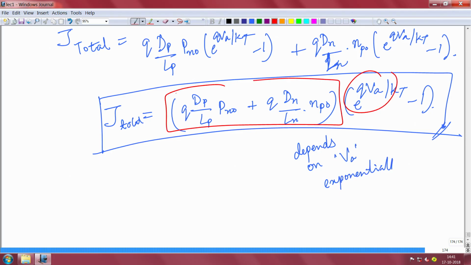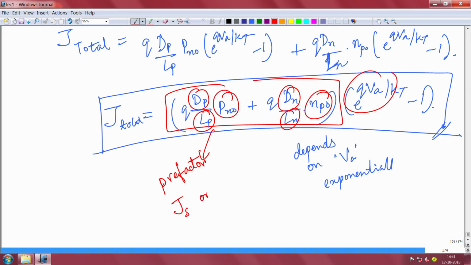This prefactor, which is not dependent on x or on voltage, only depends on parameters like diffusion coefficient and diffusion length, which are material parameters, and the minority carrier concentration. This prefactor can be labeled as J_s or J naught. Some textbooks call it J naught, some call it J_s. It's actually called reverse saturation current. Okay, I'll come to why it is called that later on.